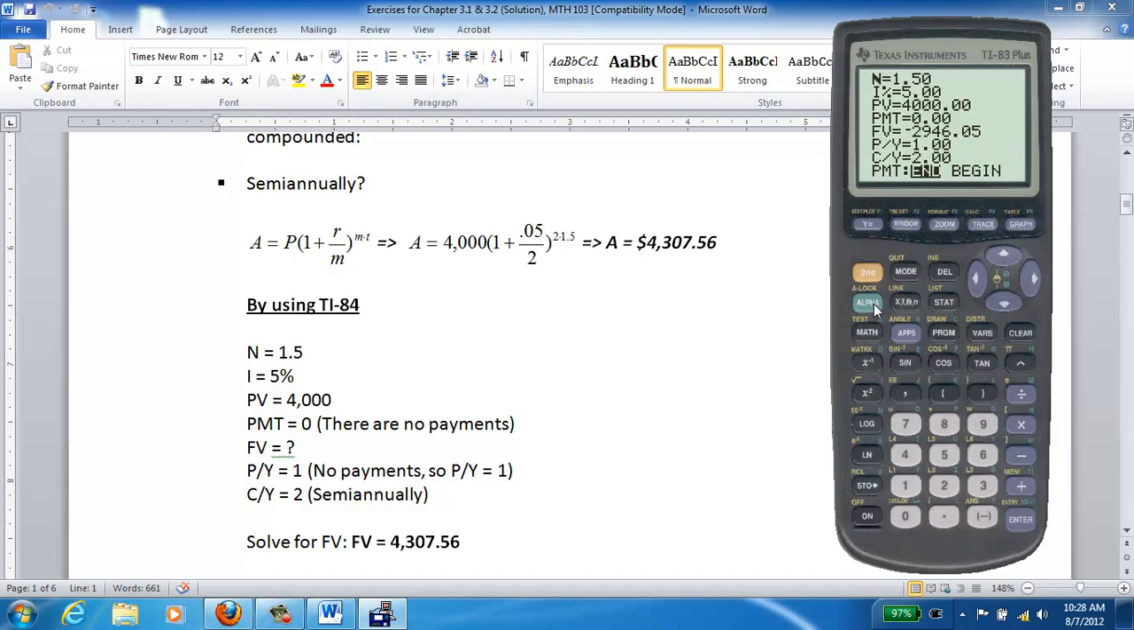So we go to Alpha, we go to the unknown variable. In this case it is the future value. Alpha, Enter, and this is the correct answer: 4,307 and 56 cents. Exactly the same.